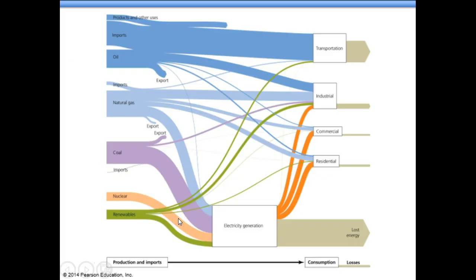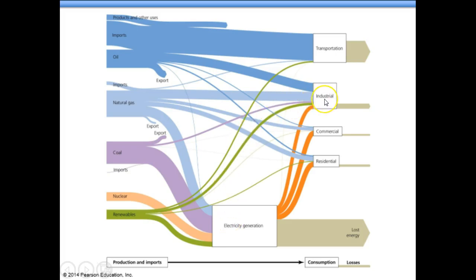Let's take a look at this graphic. This is the total energy flow of the United States. Okay, so we can see our energy flow, our products and other uses, imports, oil, natural gas, coal, how much goes to import for that, nuclear, renewable. And look, this is a complex flow system that we see here. We can see coal and nuclear and renewable resources going into energy. We can even see some natural gas.